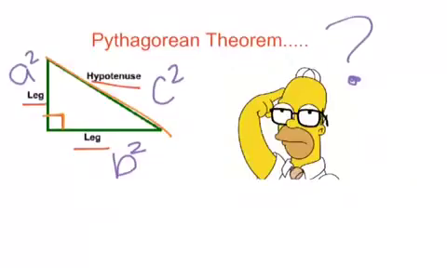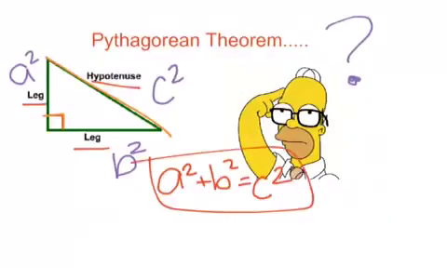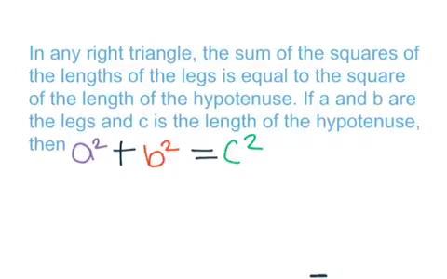So as I said, the Pythagorean theorem is a squared plus b squared equals c squared. Now, Homer might want to know over here, as he's thinking, a squared plus b squared equals c squared, but what does that actually mean? Well, Homer, in any right triangle, the sum of the squares of the lengths of the legs is equal to the square of the length of the hypotenuse. If a and b are the legs and c is the length of the hypotenuse, then a squared plus b squared equals c squared. So let's try this out.